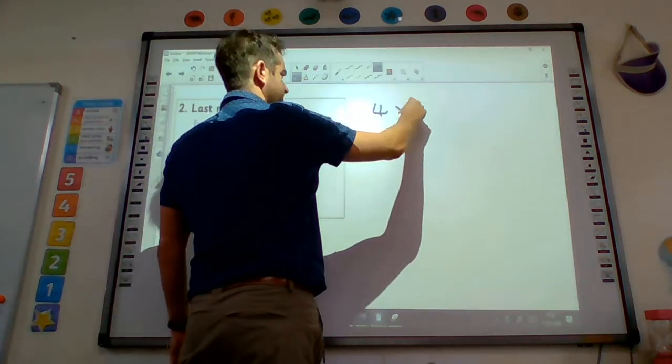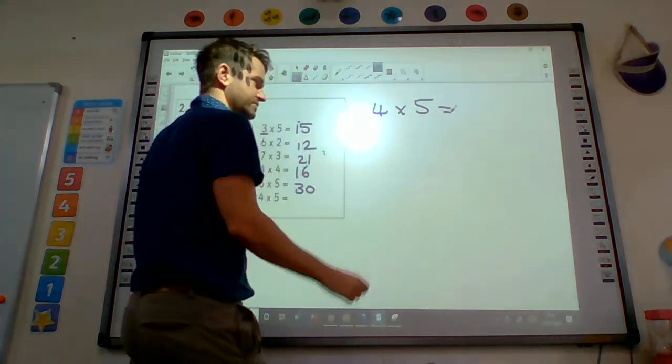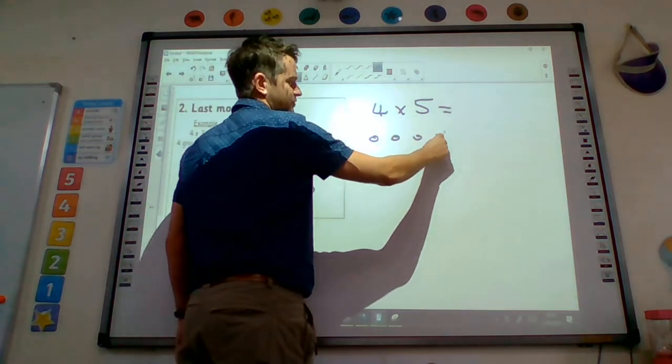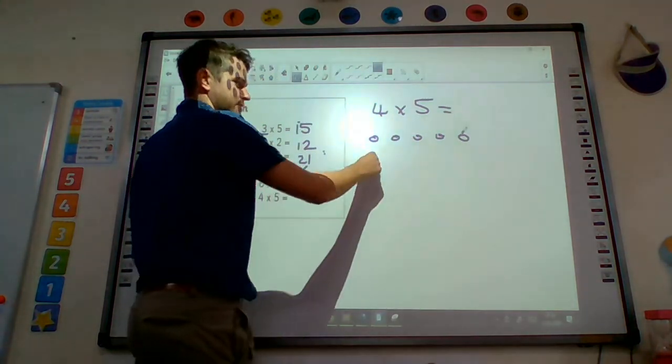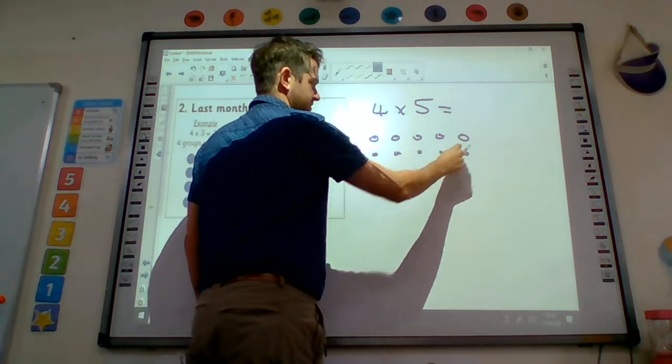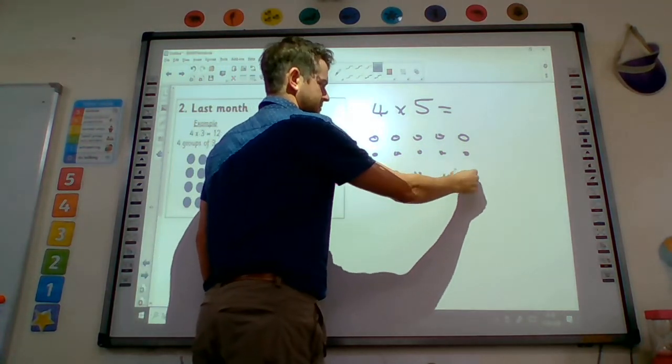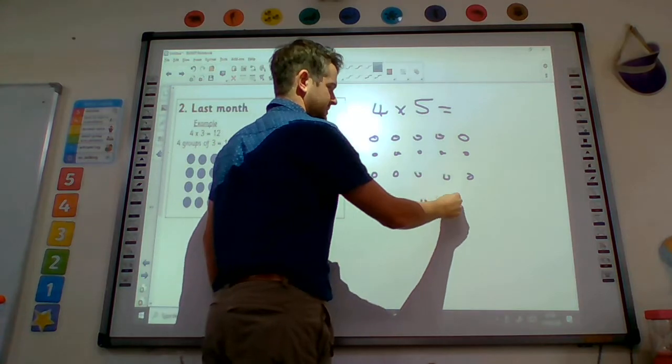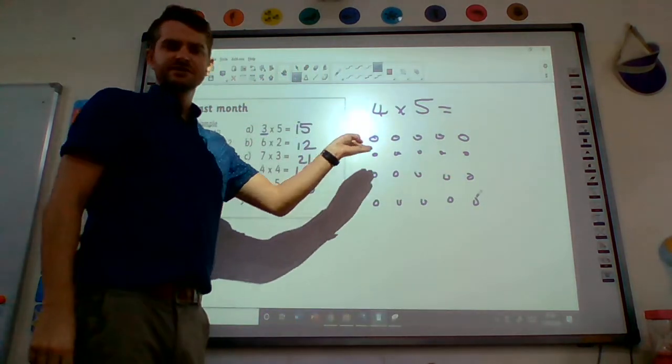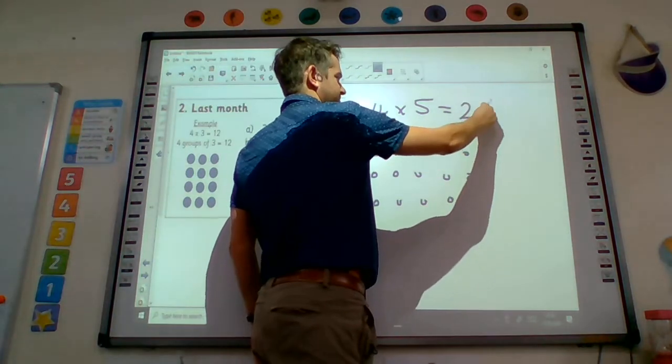4 lots of 5. Exactly the same sort of method. 1, 2, 3, 4, 5. I'm doing that 4 times. 1, 2, 3, 4, 5. That's 2, 3, 4, 5, 10, 15, 20 for the last one.